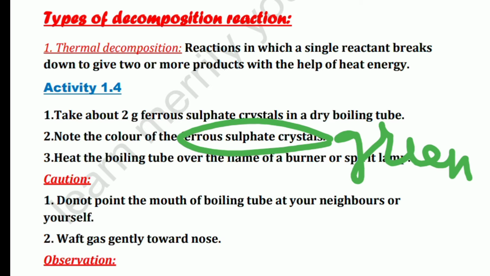Now what is the caution? Always you need to take some precautionary measures before performing an experiment. You are performing a heating experiment, so you should be very careful while heating it. Do not point the mouth of the boiling tube at your neighbors or yourself, because some gases may be evolved which may be poisonous. So for safety, you should always keep it away from yourself as well as from your neighbors.